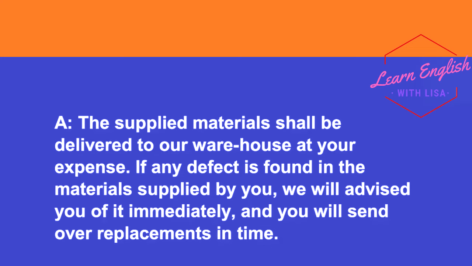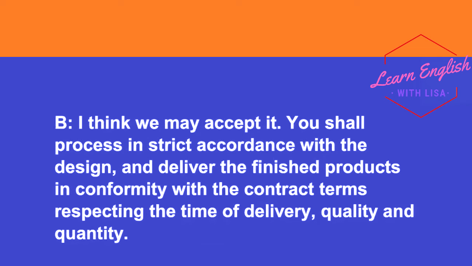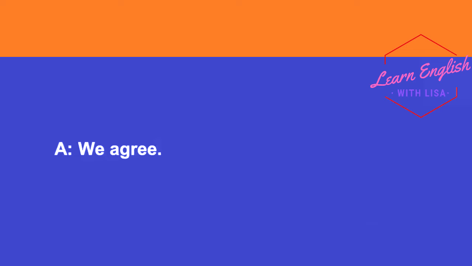The supplied materials shall be delivered to our warehouse at your expense. If any defect is found in the materials supplied by you, we will advise you of it immediately, and you will send over replacements in time. I think we may accept it. You shall process in strict accordance with the design and deliver the finished products in conformity with the contract terms, respecting the time of delivery, quality, and quantity. We agree.